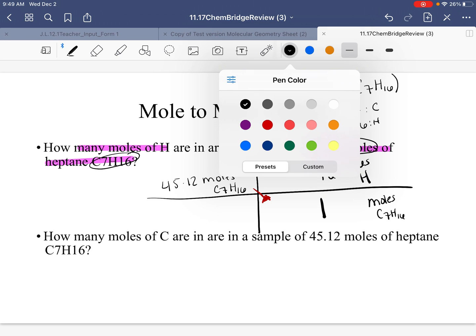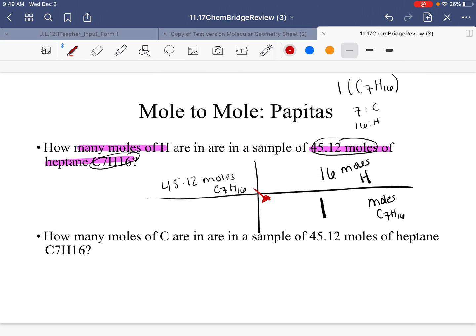So again, this setup, study it, practice it for the next question, and it'll be very easy on the exam. So all you have to do, guys, is moles of heptane cancel out with moles of heptane, and you're left with moles of hydrogen. That's what we want.